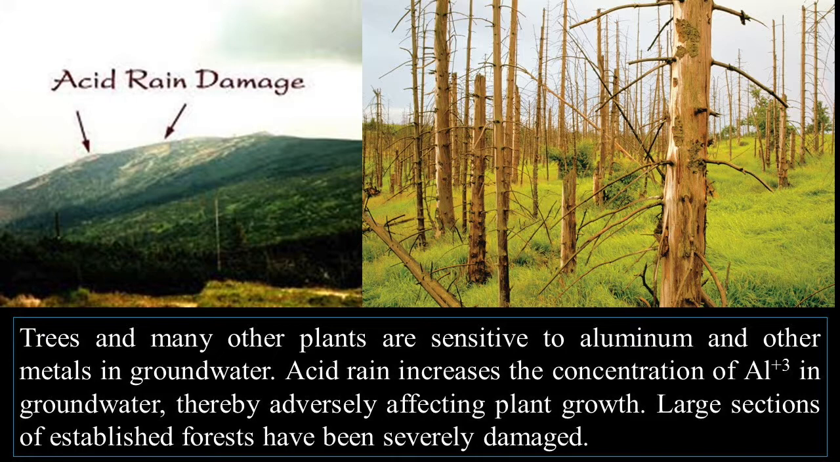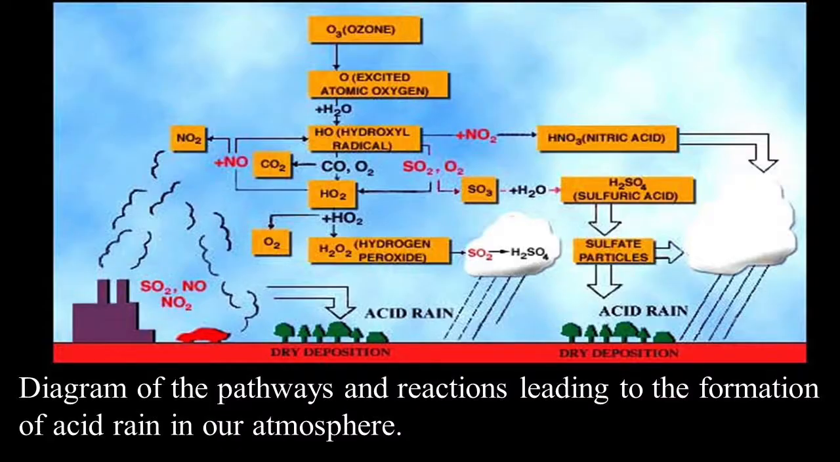Trees and many other plants are sensitive to aluminum and other metals in groundwater. Acid rain increases the concentration of Al+3 in groundwater, thereby adversely affecting plant growth. Large sections of established forests have been severely damaged.